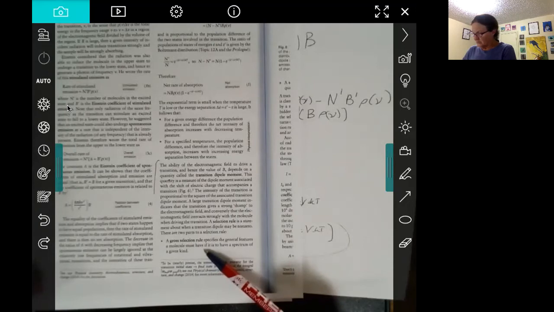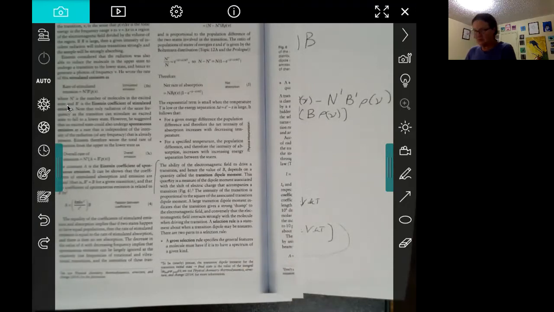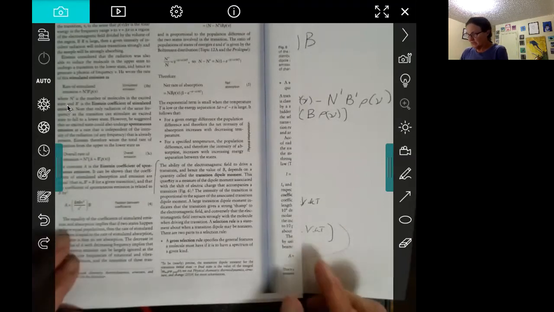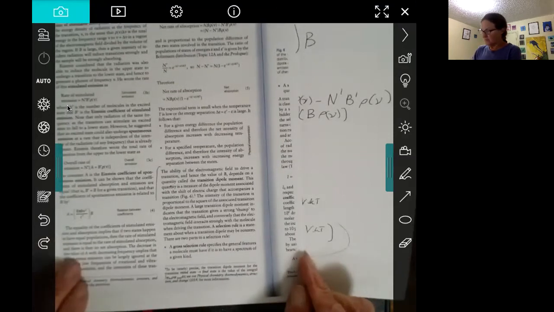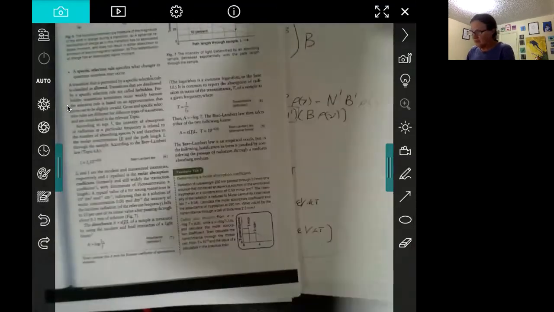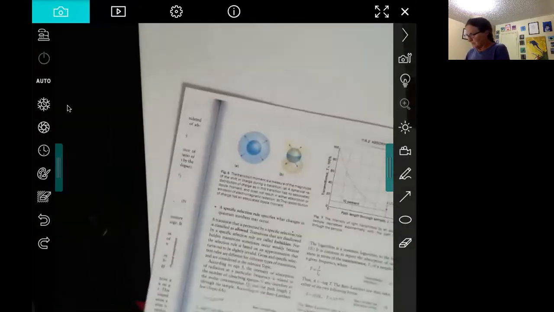A gross selection rule specifies the general features of the molecule that it must have to give a spectrum. So something like infrared, if it doesn't change dipole moment as it vibrates, you won't absorb energy in order to change that vibrational energy. So that gross selection rule would say it's forbidden. And a specific selection rule specifies what changes in the quantum numbers may occur. We've already looked at that.